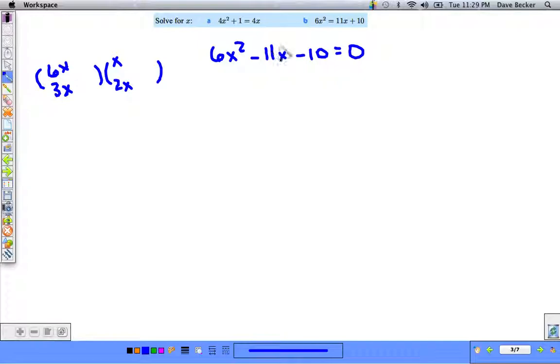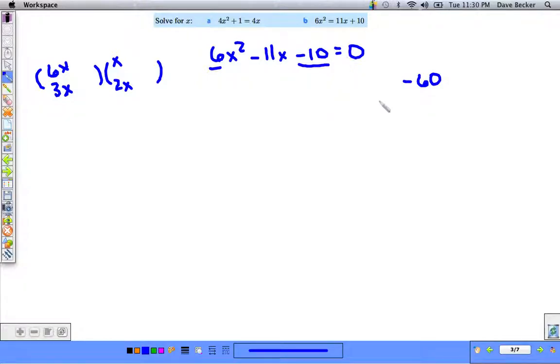Well, one thing I can do is split the middle term. And the way I do that, how do I split it? I'm going to rewrite it. And to know how I need to rewrite it, I take 6 and multiply it by negative 10, the coefficient of the squared term times the constant, the c term. And that gives me negative 60. Okay, this is a method you can use. So I need factors of negative 60 that combine to give me negative 11.